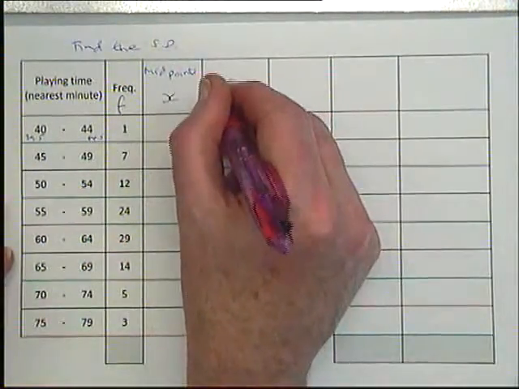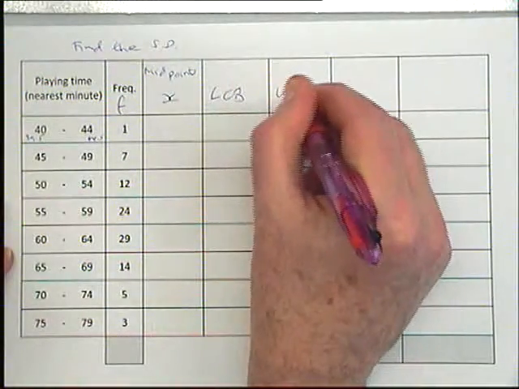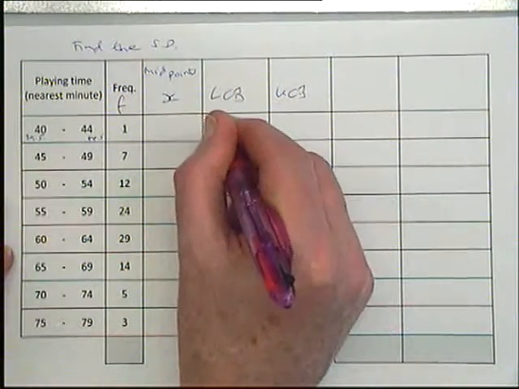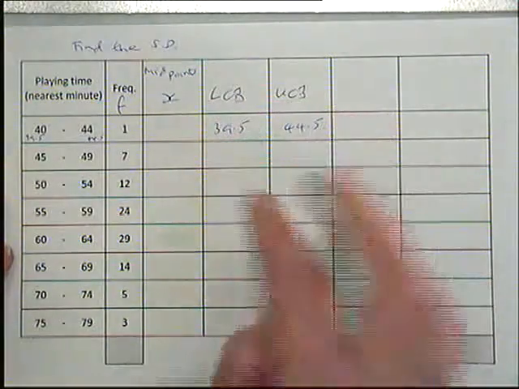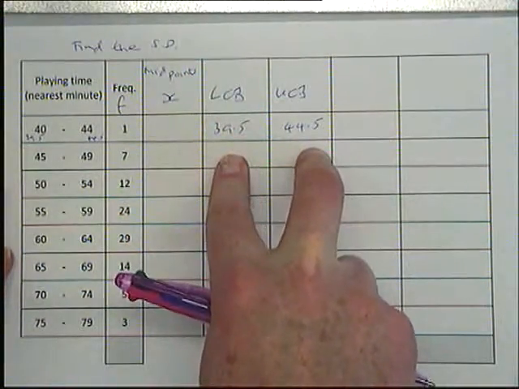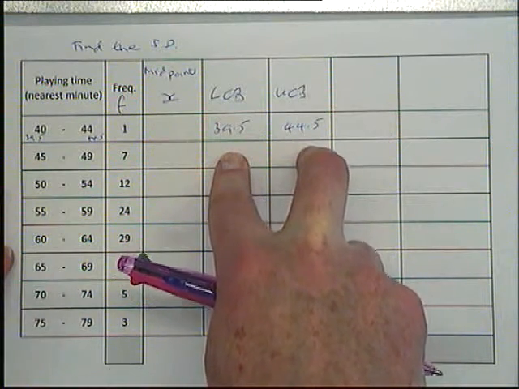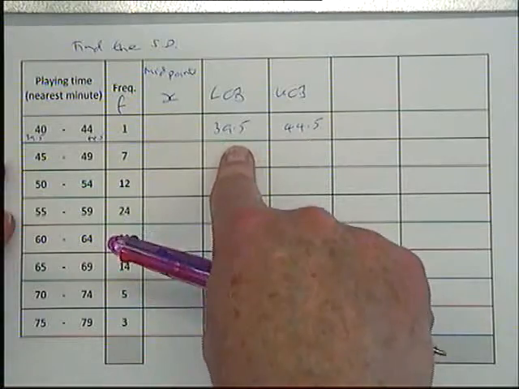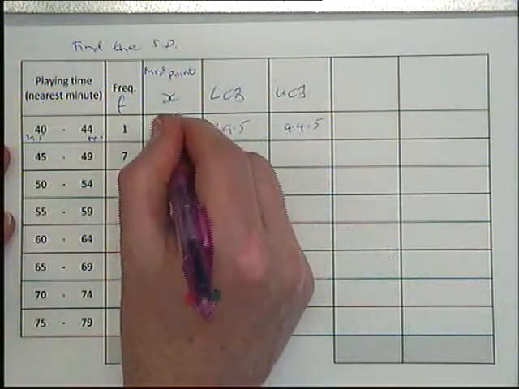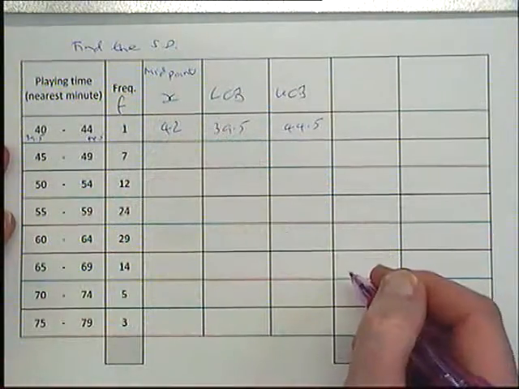So, there's actually room here if you want it for the lower class boundary and the upper class boundary, if you want to put them in. That was from 39.5 to 44.5. That's got a width of 5. Half of 5 is 2.5. Add 2.5 onto that, 42. So that's your midpoint.